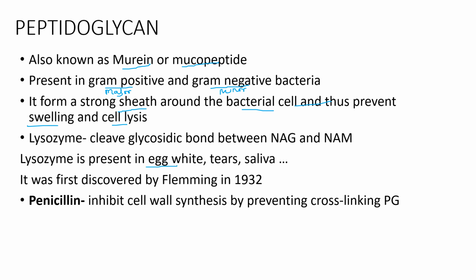Lysozyme, which is present in egg white, tears, saliva, and sweat, cleaves the glycosidic bond present in the peptidoglycan and thus lyses the cell wall. It was first discovered by Fleming in 1932. Penicillin is a very commonly used antibiotic. It inhibits cell wall synthesis by preventing cross-linking in the peptidoglycan.